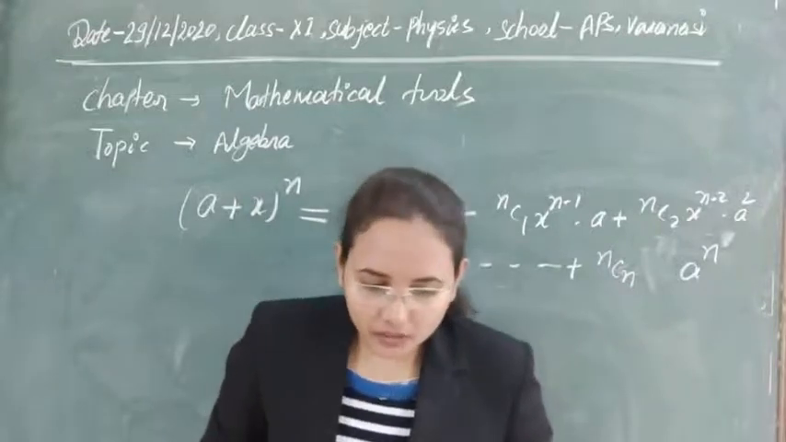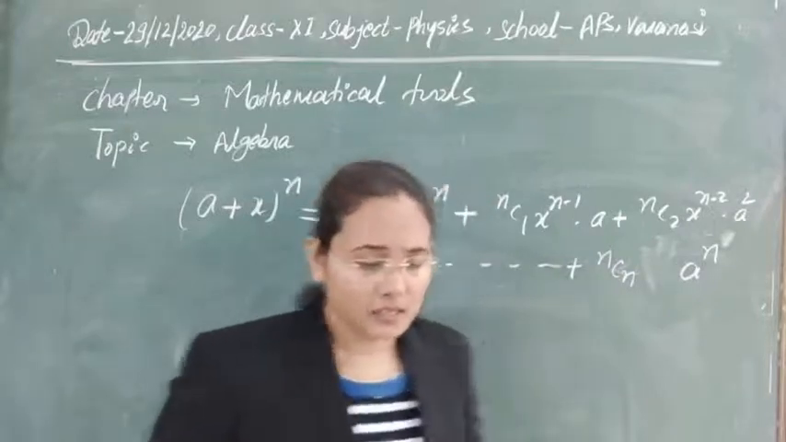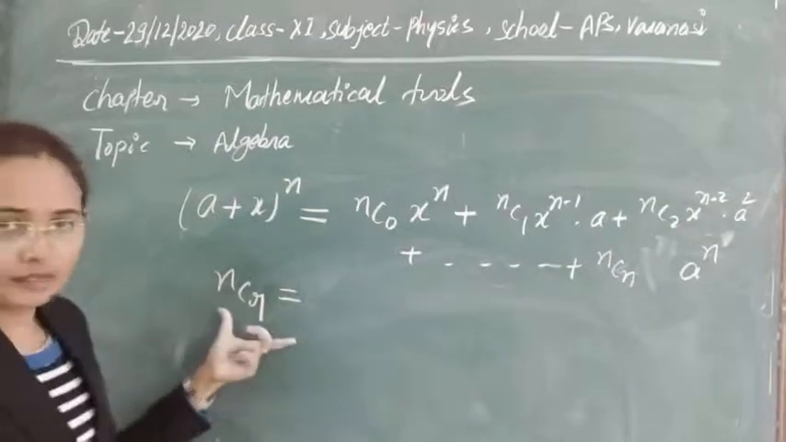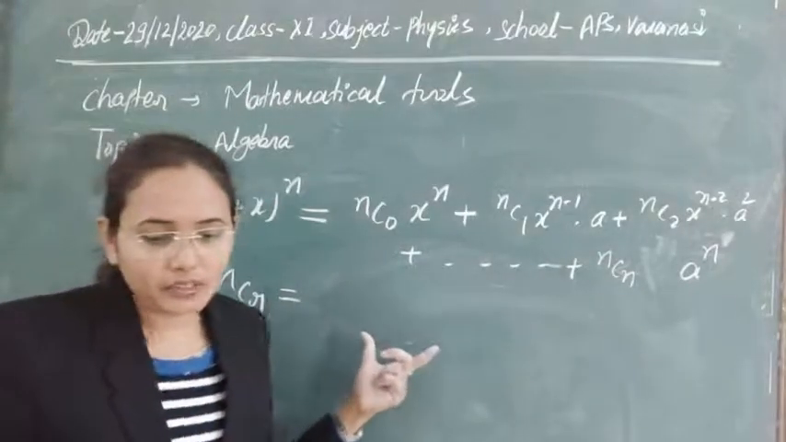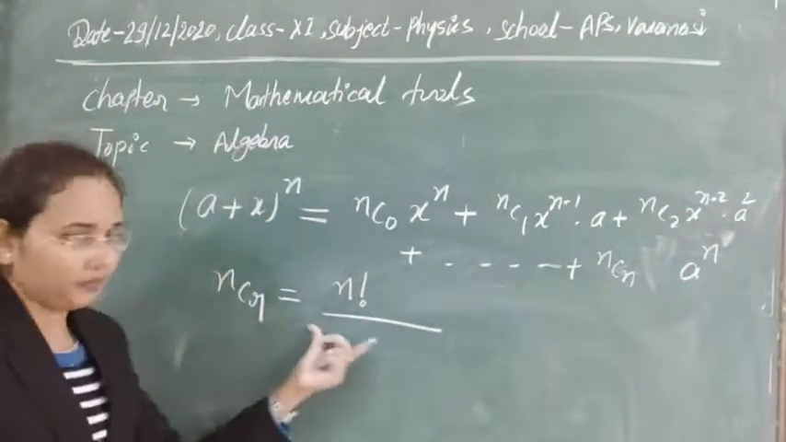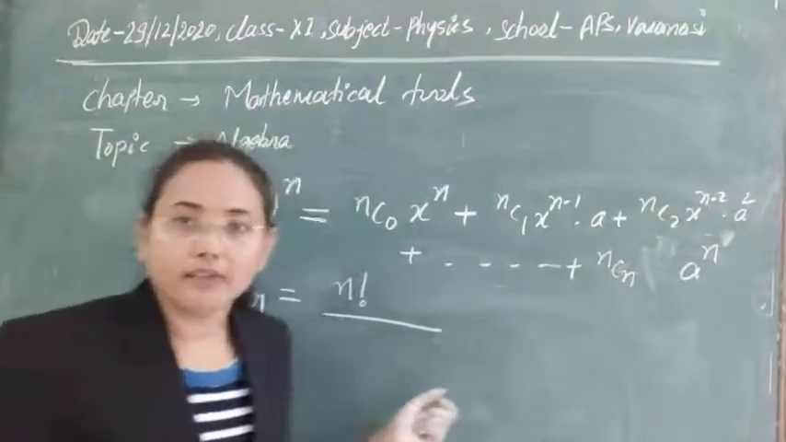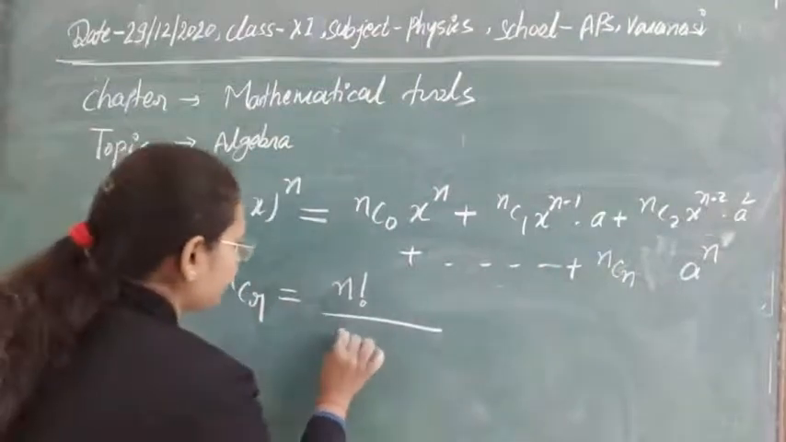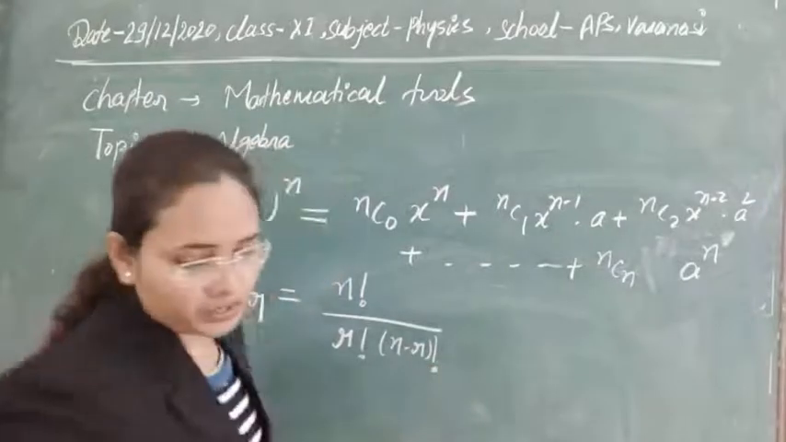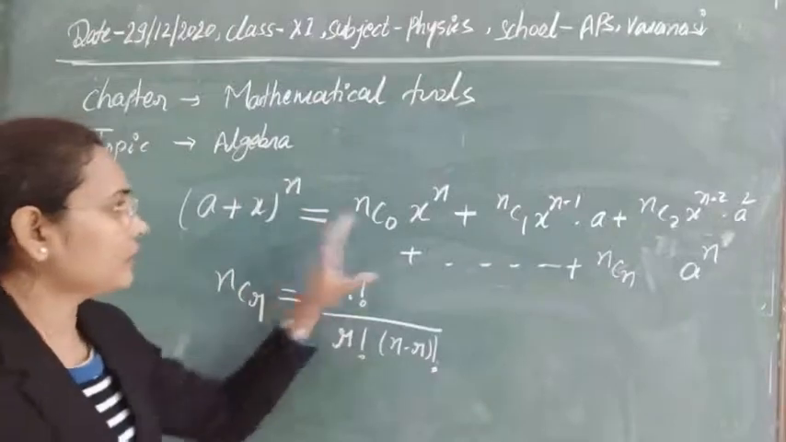So let's see what the formula for the combinations is. Suppose we are taking nCr. Its value is given by factorial of n upon factorial of r and factorial of n minus r. This is the formula. With the help of that you can calculate the combinations.